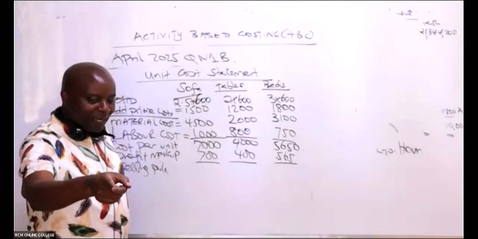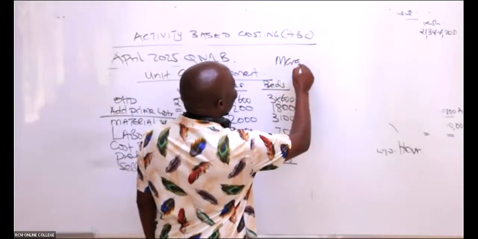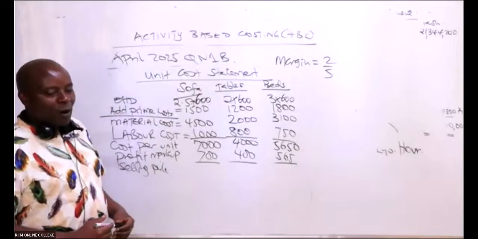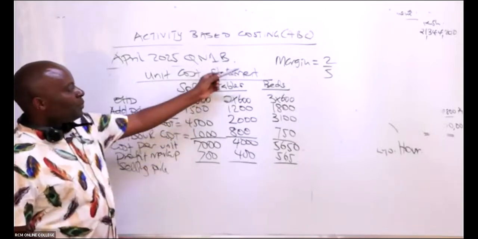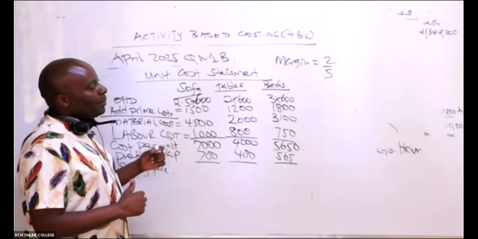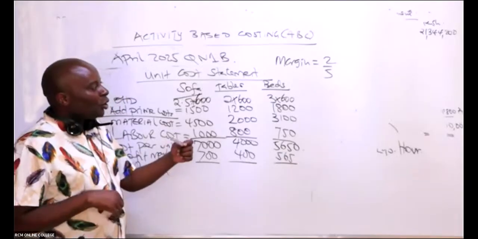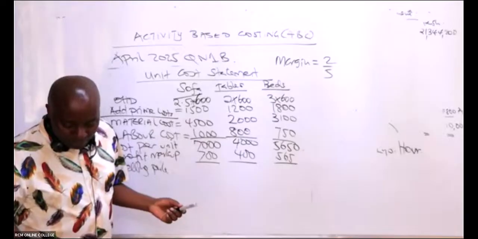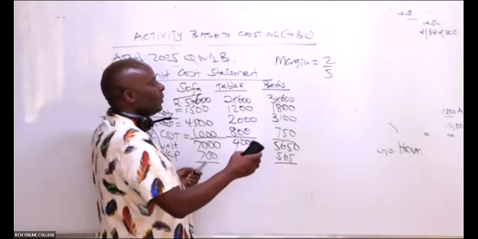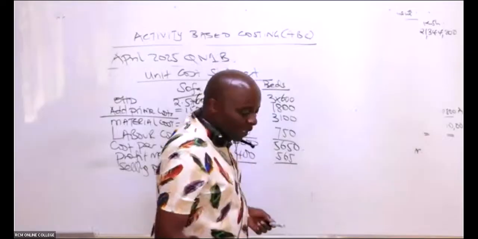When you become an examiner, you'll become a very tough examiner. If he gives you margin, like 2 over 5, and you want to use this margin on cost, it cannot be compatible. When you are given margin, you must always change margin to markup. You must know how to change margin to markup. And because this student has asked, let me use 2 minutes to explain how we do this conversion.